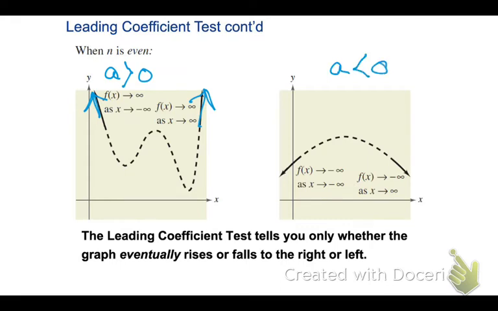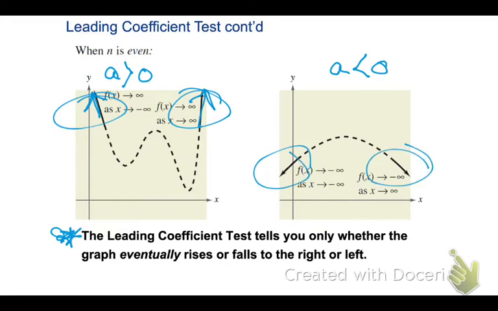Negative. Again, the leading coefficient test only tells you what happens on the what? Ends. Nothing in the middle. This could go anywhere. Okay? Clear on that?